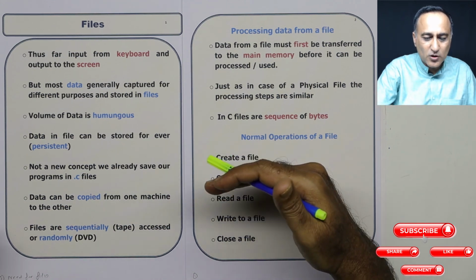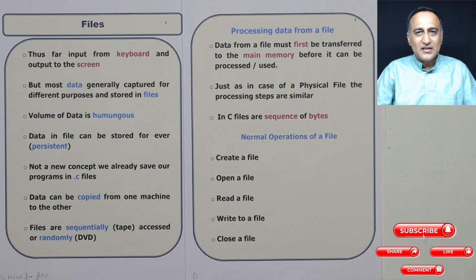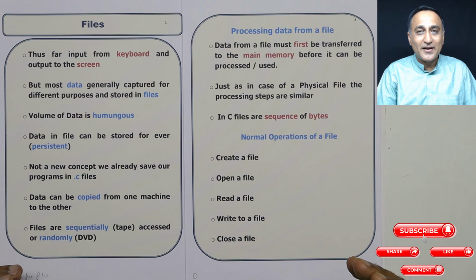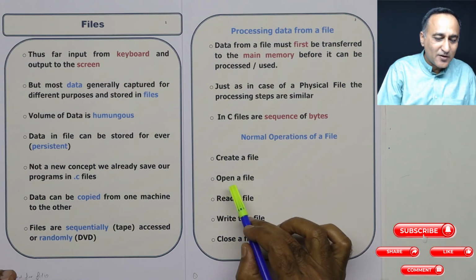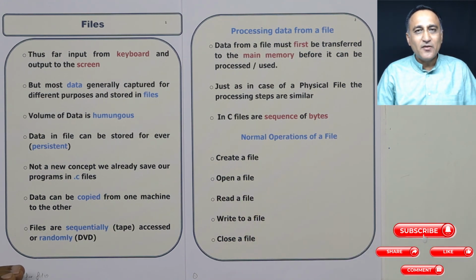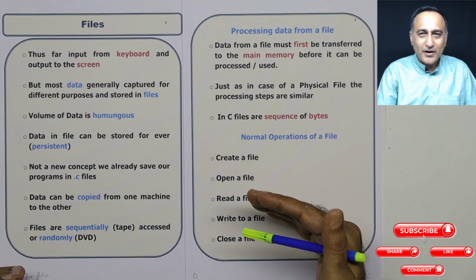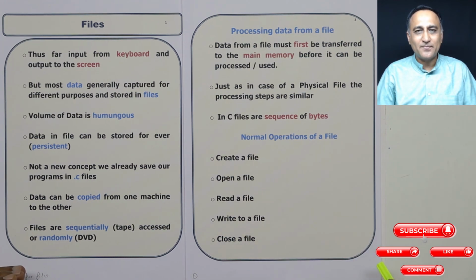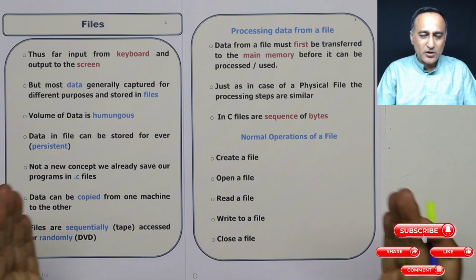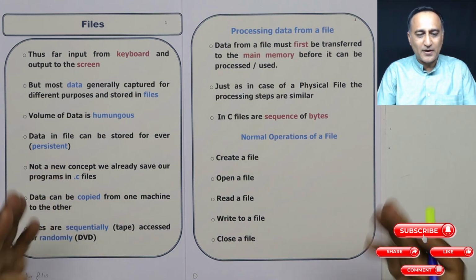Let me just summarize the normal operations on a file. Similar to a file we use in our day-to-day life, we create a new file when we are going to use it for the first time, that is create. If the file already exists, we simply open the file. When we open the file, we may read from that file or we may write onto that file. When all our processing is done with the file, we close the file. Just as we do manually, even in computers, we are required to close a file.